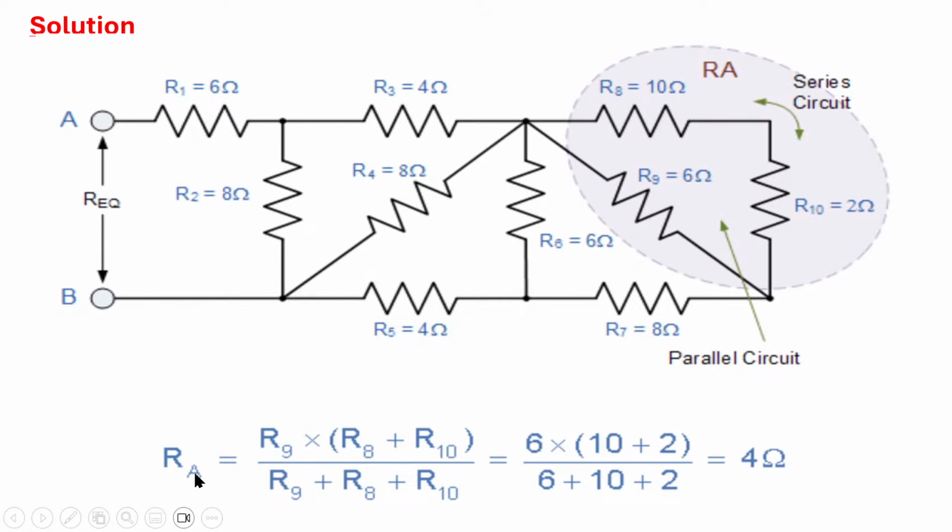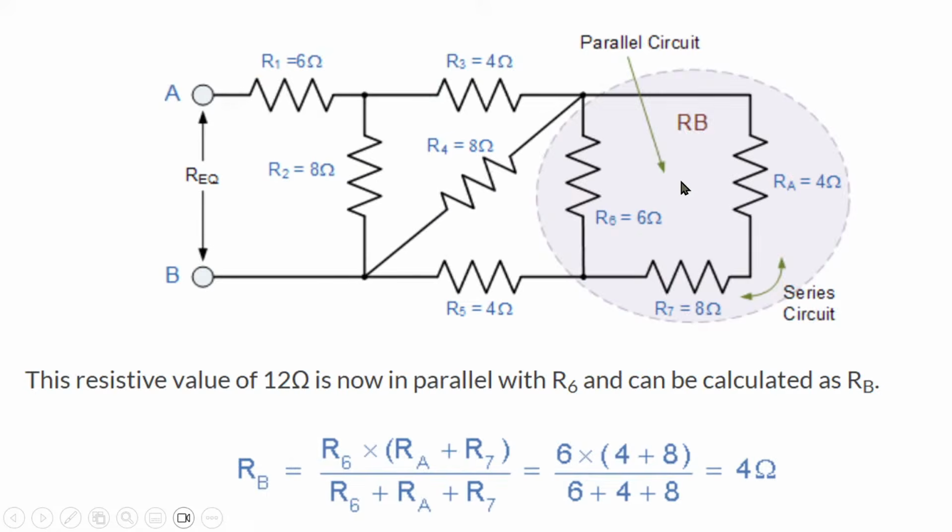So by the time you do that, your equivalent resistance, we can call the new resistance RA, equals R6 times (R8 plus R10), which is the two resistors in series, divided by the sum of the individual resistances, R6 plus (R8 plus R10). So that is just like saying 6 times 12 divided by 6 plus 12. By the time you do that, you are going to get all this resistance you have here to be equal to 4 ohms.